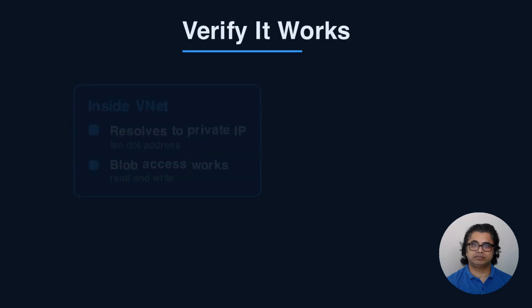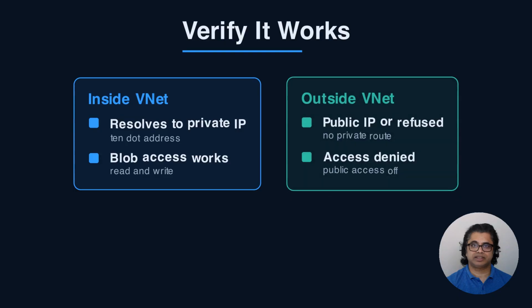Now confirm it. From a VM inside the VNet, run nslookup against the storage host name. The answer should be the private IP from your endpoint subnet in the 10 dot range, not a public address. If you still see a public IP, your DNS linkage is wrong. Fix the zone link before anything else.